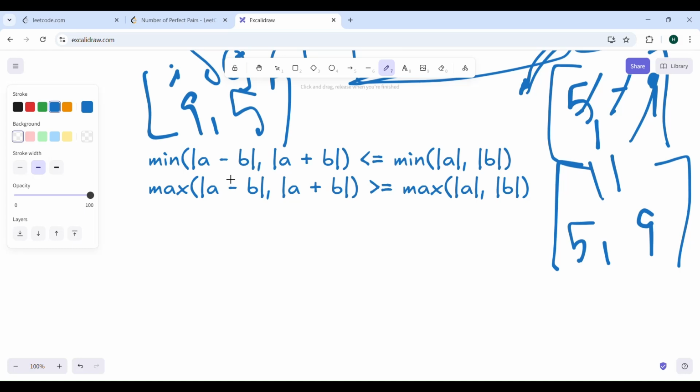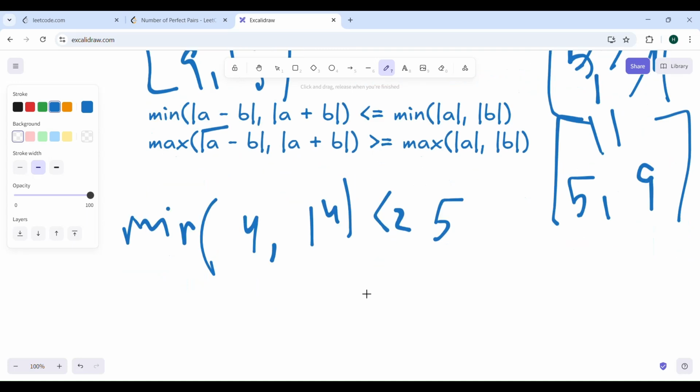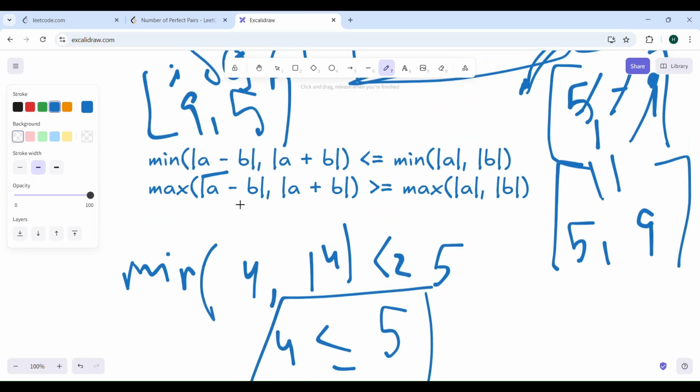So minimum of a minus b, what will that value be? Minimum of 9 minus 5, which is 4, comma 9 plus 5, 14, is less than or equal to the minimum of these two values, which will be 5. So 4 is less than or equal to 5. The first equation is true, sir. Let's move on to the next equation.